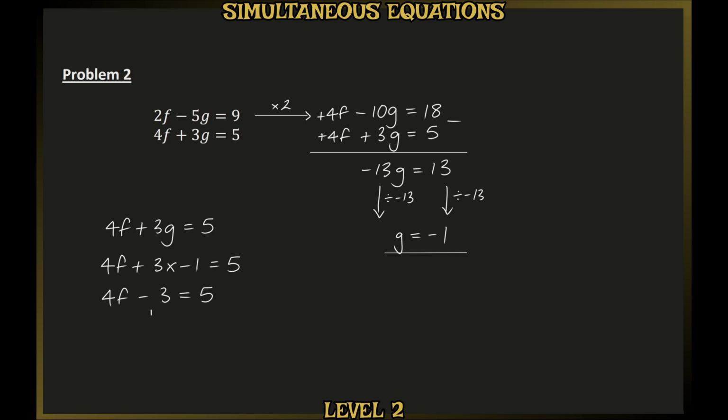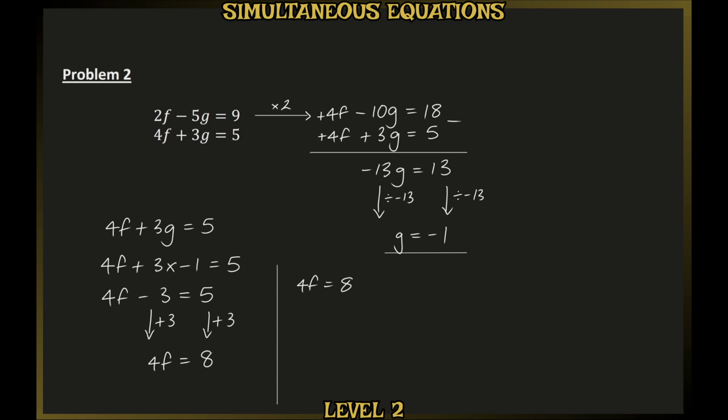So looking at the left, we'd like to remove the minus 3. So we need to add 3 to the left and also add 3 to the right. On the left, the minus 3 and the plus 3 cancel out to leave us with 4f. And on the right, 5 plus 3 is 8.